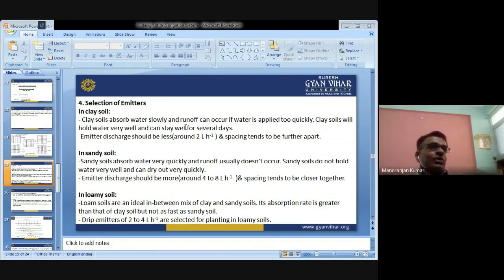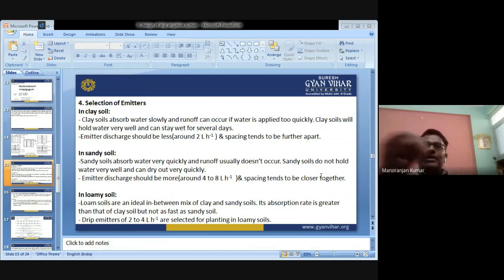Sandy soil absorbs water very quickly and runoff usually doesn't occur. Sandy soils do not hold water very well and can dry out very quickly. Emitter discharge should be more, around 4 to 8 lph in sandy soil, and the spacing tends to be close together.